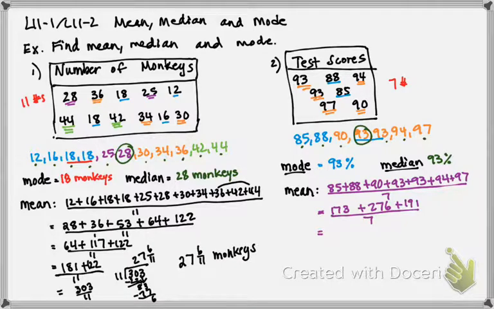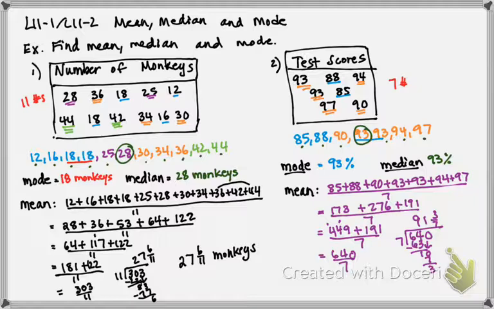And then we're going to keep adding. So we get a 10, we get 14, we get 6, over 7. So if we're going to divide 7 into 640, it goes into 64 9 times, which is 63. We get a difference of 1. And 7 goes into 10 once, with 3 left over. So we would say that it would be 91 3/7%.